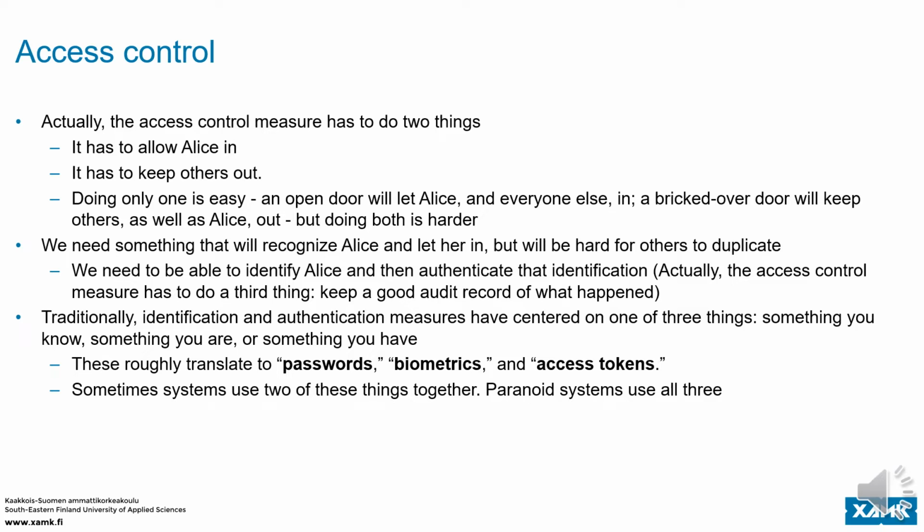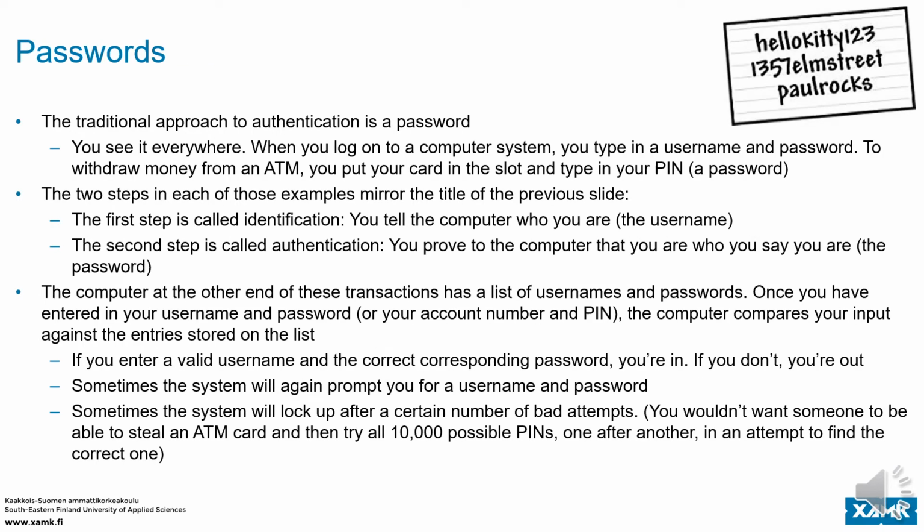Traditionally, identification and authentication measures have centered on one of three things: something you know, something you are, or something you have. These roughly translate to passwords, biometrics, and access tokens. Sometimes systems use two of these things together. Paranoid systems use all three. The traditional approach to authentication is a password. You see it everywhere. When you log on to a computer system, you type in a username and password. To withdraw money from an ATM, you put your card in the slot and type in your PIN.